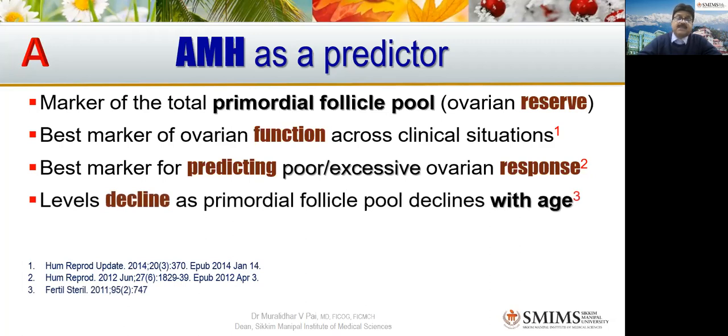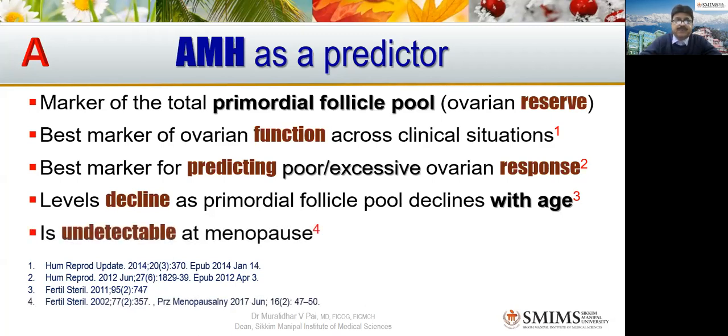Levels decline as primordial follicle pool declines with age. Obviously, because all the AMH is coming from primordial follicles only. As the AMH decreases, it means that there's a decline in the follicular pool. It usually coincides with age. Suppose the patient is still young, that means she's heading towards premature ovarian insufficiency. So remember the words, it talks about reserve, it talks about function, it talks about response, it predicts rather, and the decline suggests that there's a decline in the pool.